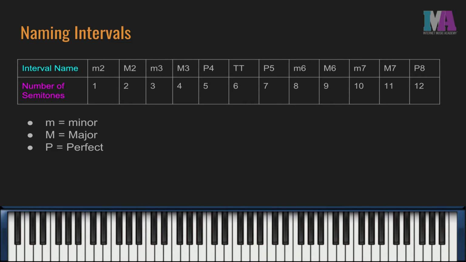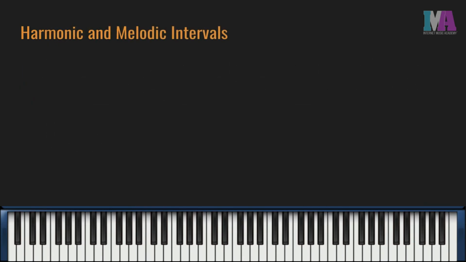Finally, before we wrap things up, there is one more concept relating to intervals that you should be aware of at this time. This is the difference between harmonic and melodic intervals. This distinguishes between two notes played at the same time versus two notes that are played consecutively. Two notes played at the same time would be deemed harmonic, a derivative of the word harmony.